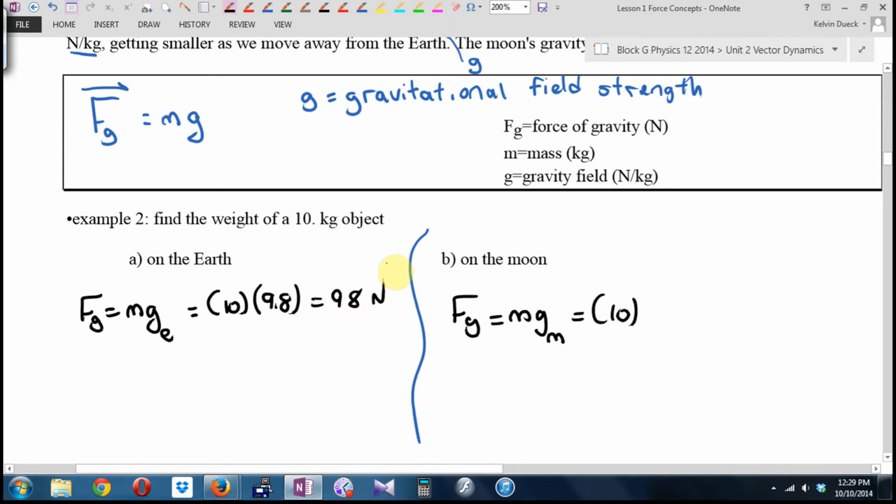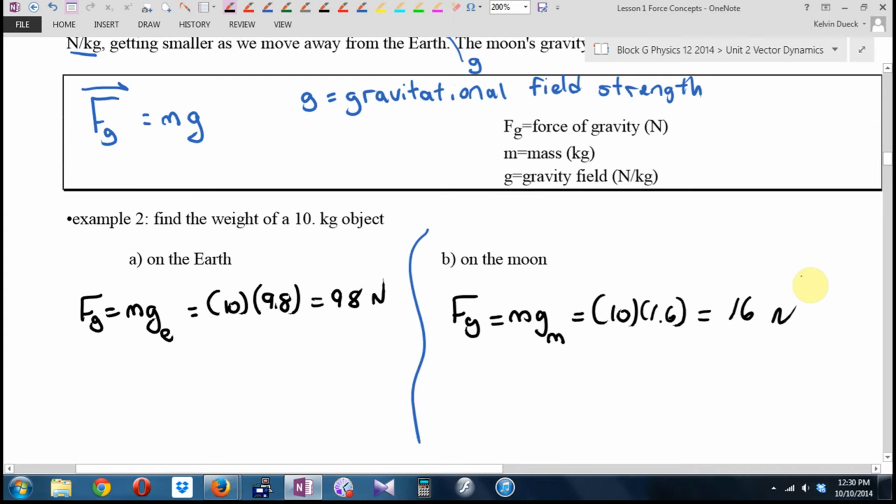What's the gravitational field strength on the moon? 1.6 newtons for every kilogram of mass. Naomi, in your head, timesing by 10, what's 10 times 1.6? 16 newtons. I'll leave you alone now, but it's your 10 times table. Oh, okay, sorry.